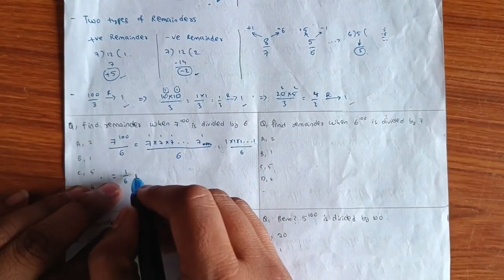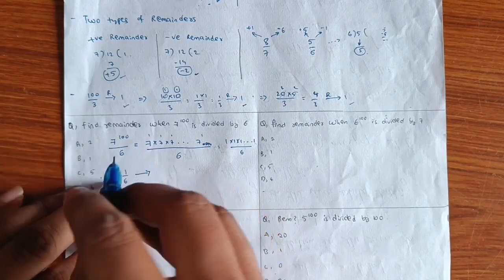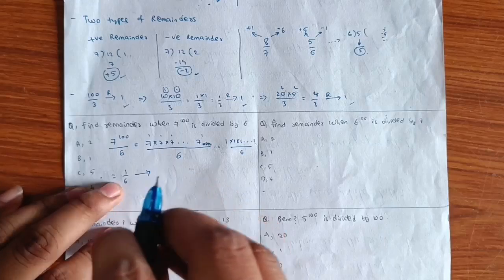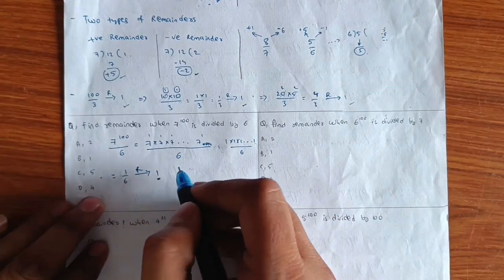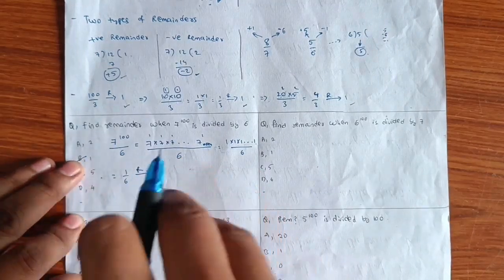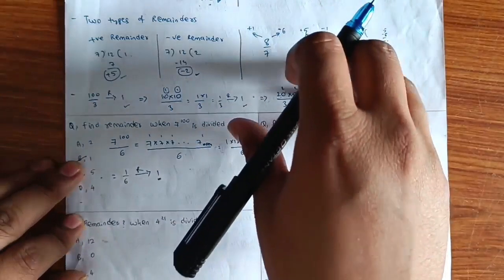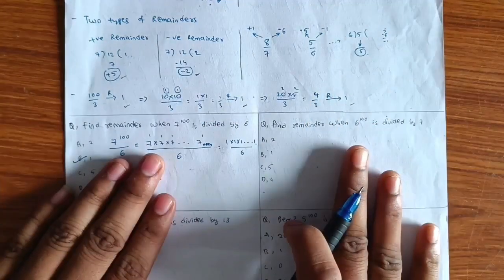So 1 by 6: if the numerator is smaller than the denominator, then the numerator itself is the remainder. So here the remainder will be 1, which is option B. I explained the concept before solving the question, so I think you got the idea on this. Now let us move to the next question.